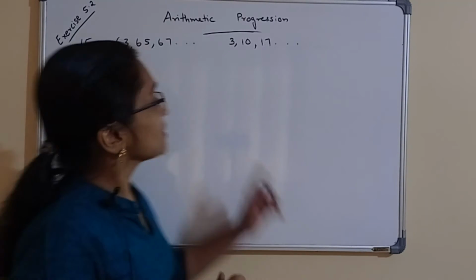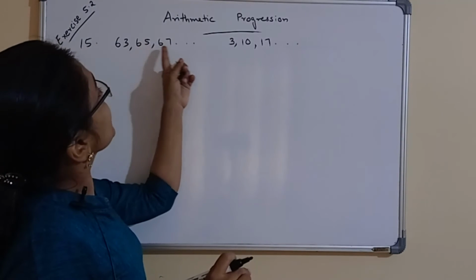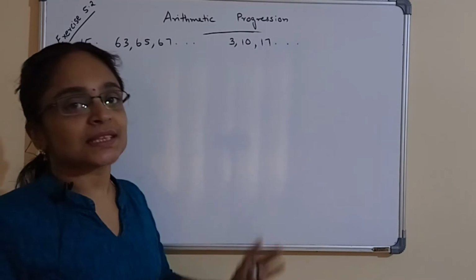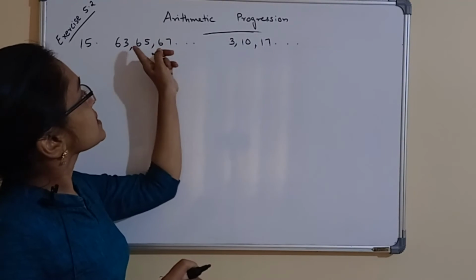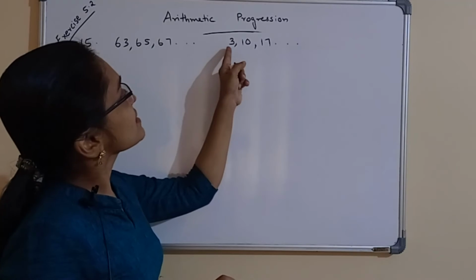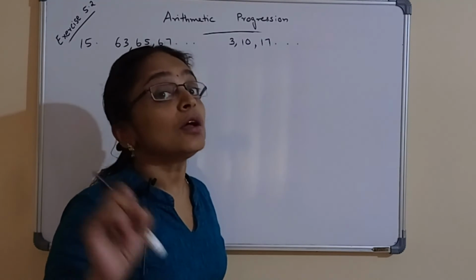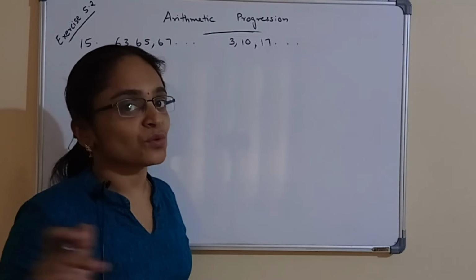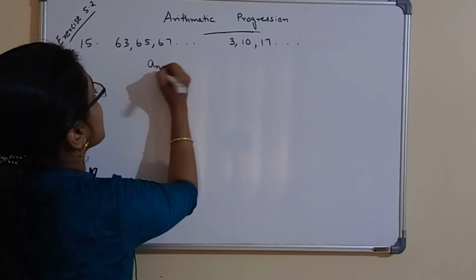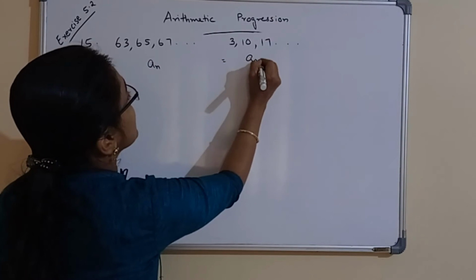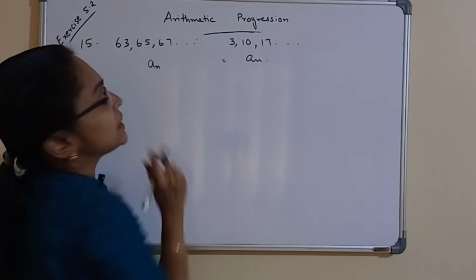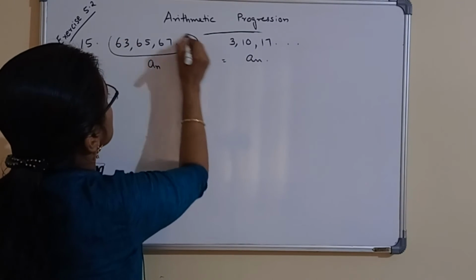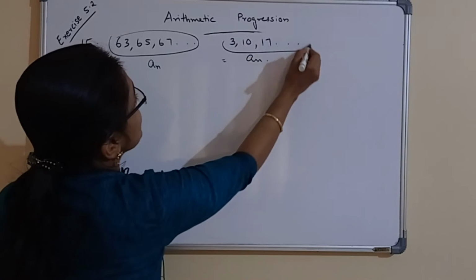Now 15th question. For what values of n are the nth terms of these APs equal? There are two APs: 63, 65, 67, etc. and 3, 10, 17, etc. For what values of n are the nth terms of these APs equal? Which means the AN of this AP is equal to the AN of this AP.